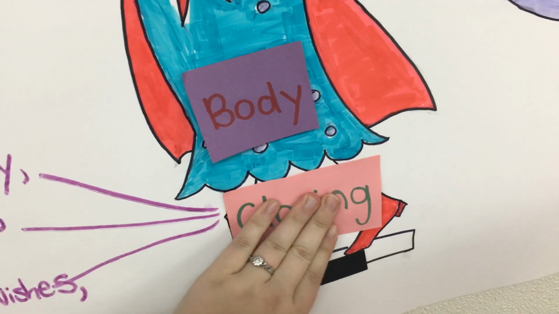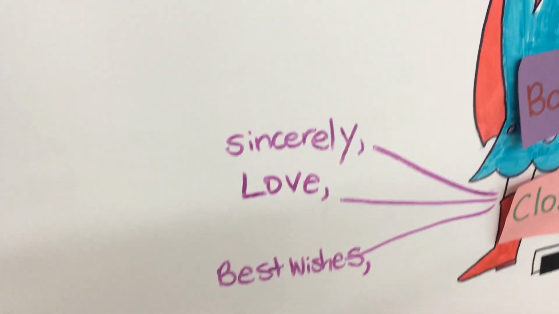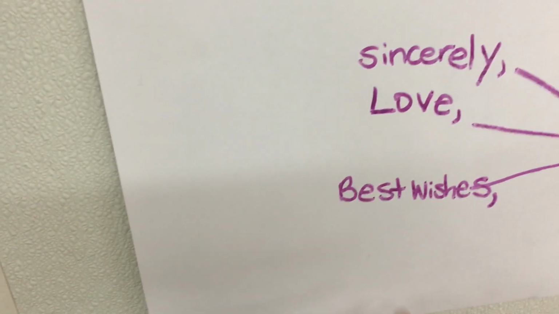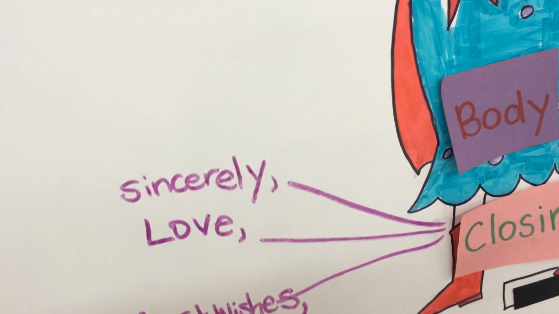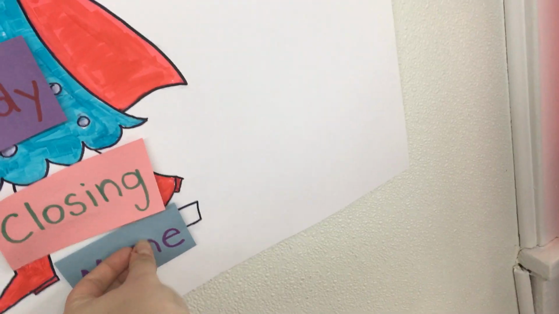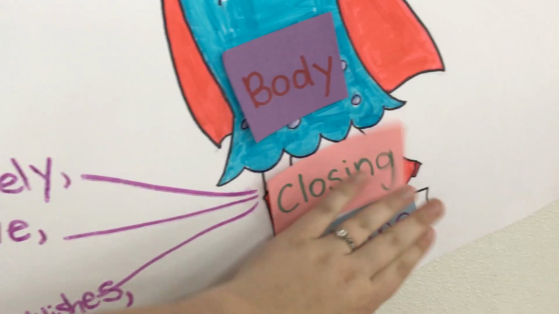And some appropriate closings could include the following: sincerely, comma, which means that I really meant what I wrote, or love, comma, or best wishes, comma. Those are a few examples. And finally, I will put my signature or my name where you will write your name so the person who receives it will know that it's from you.